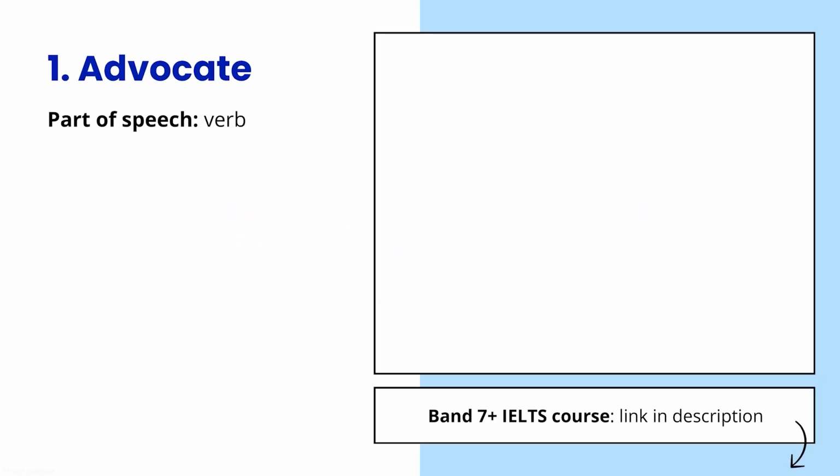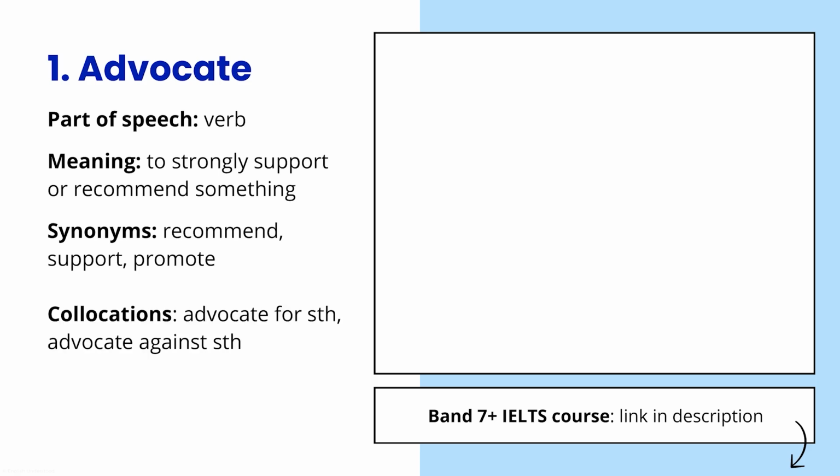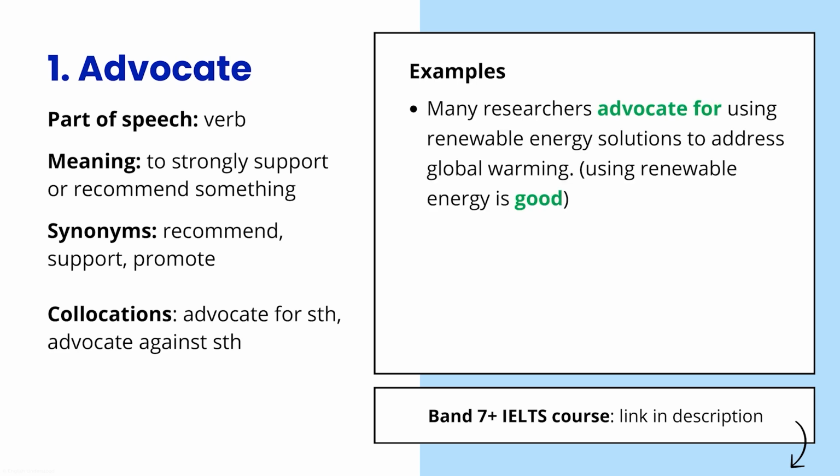Now, the word advocate is a verb, and it simply means to strongly support or recommend something. Some synonyms are recommend, support, and promote. And here are some collocations. Advocate for something, advocate against something. And we're going to have a look at how to use both of those right now. So here's the first example. Many researchers advocate for using renewable energy solutions to address global warming.